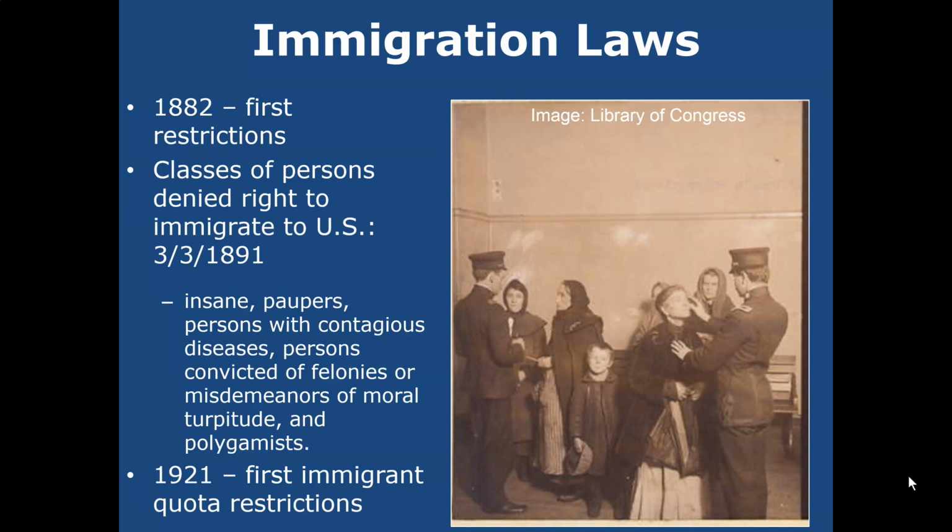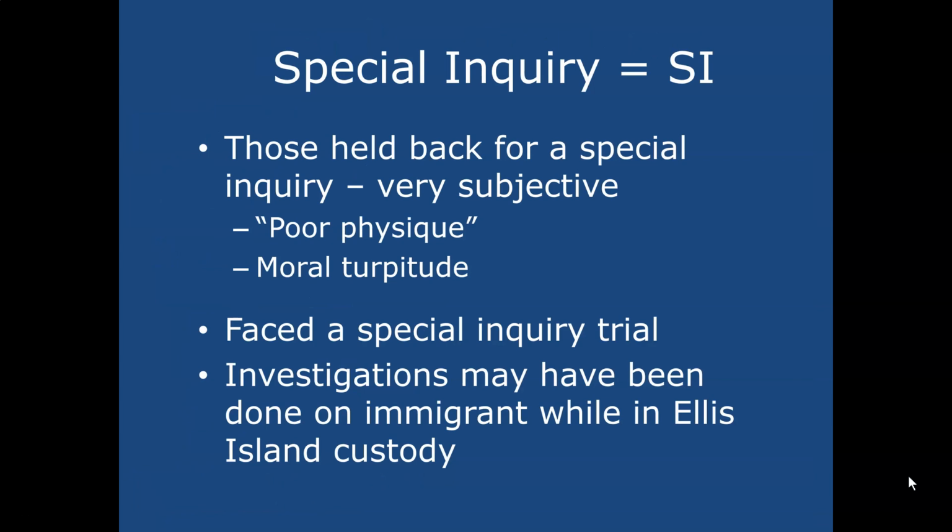This picture depicts a health inspection. You can see that this inspector is inspecting the lady's eyes. If it was thought that someone trying to enter the country fell into one of those restricted categories, they would have been held aside for special inquiry. Unfortunately, these were very subjective. For example, for certain time periods, you wouldn't be allowed in if you had a poor physique, or for questions of moral turpitude. That could be something like if there was a woman who was unwed and pregnant, they could decide not to let her into the country.